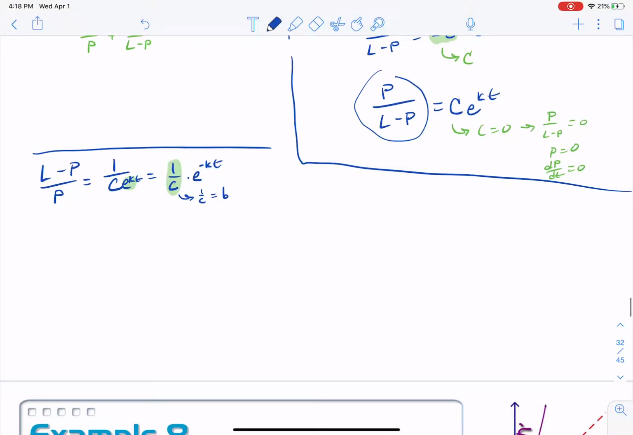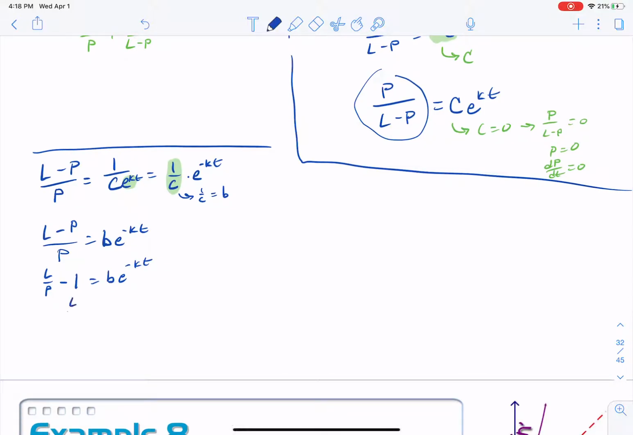Okay, so then our solution turns out to be L minus p over p is equal to b e to the negative kt. All right, on the left-hand side, I can simplify this as L over p minus p over p, which is 1, is equal to b e to the negative kt. Add the 1 over to the right-hand side. L over p is equal to 1 plus b e to the negative kt.